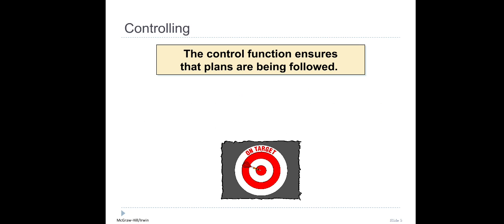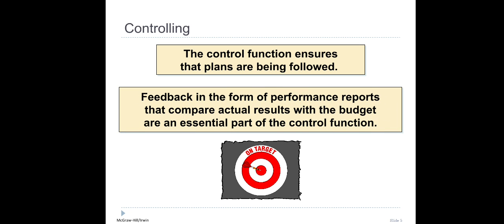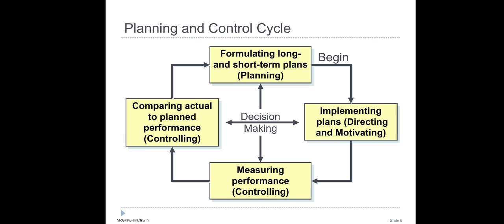Okay, and then controlling. First you have to know what control is. The control function ensures that plans are being followed. Feedback in the form of performance reports that compare actual results with the budget is an essential part of the control function. Okay, controlling function. What is the controlling activity?